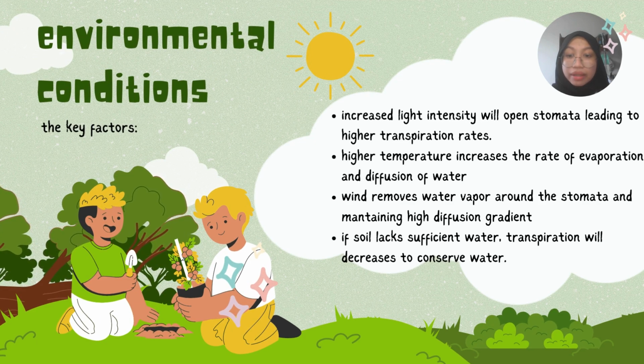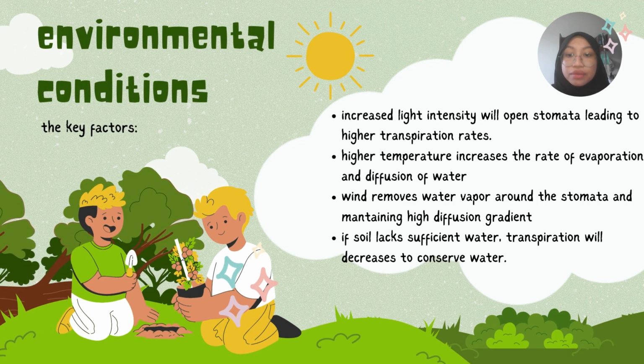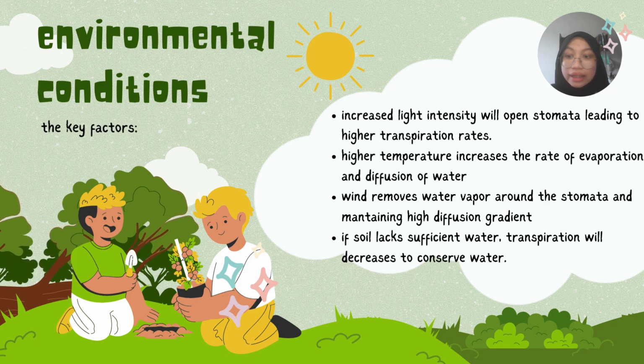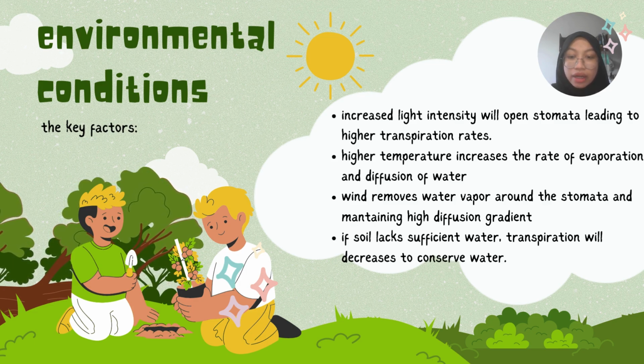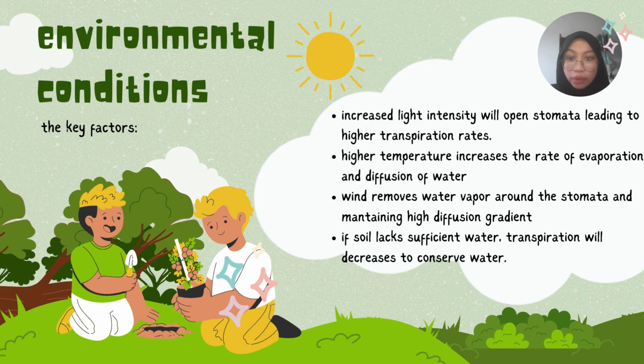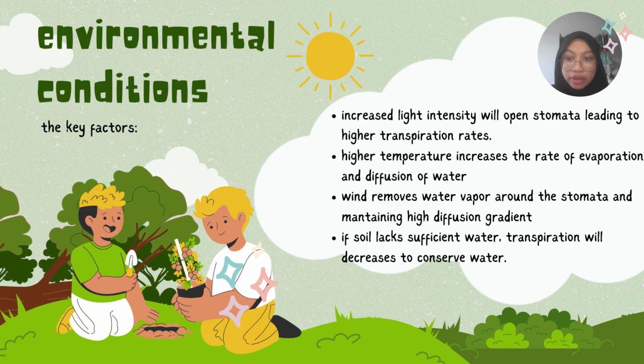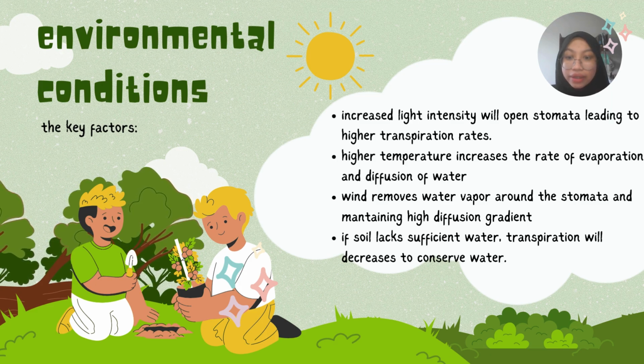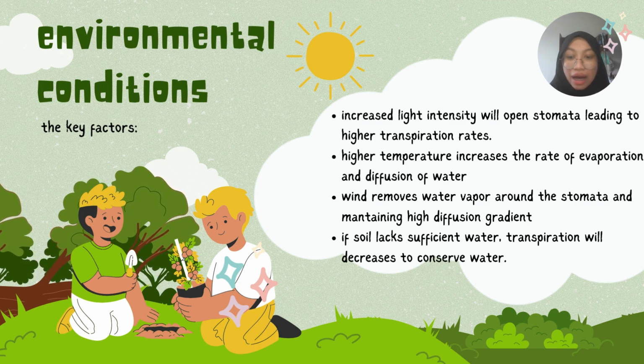Firstly, environmental conditions play a significant role. Light intensity will affect transpiration by influencing the opening of stomata during the day. So, higher light intensity will cause the stomata to open, allowing more water to escape. Next, we have temperature. Temperature is another critical factor. Why? Because high temperature increases the evaporation of water from the leaf surface, so it speeds up transpiration.